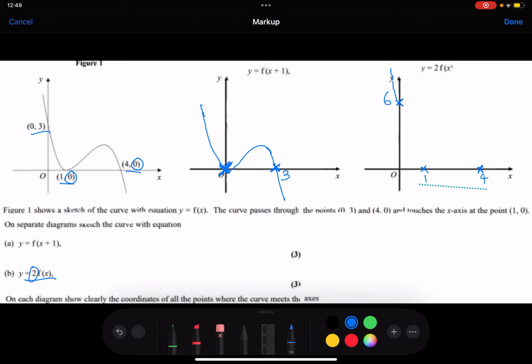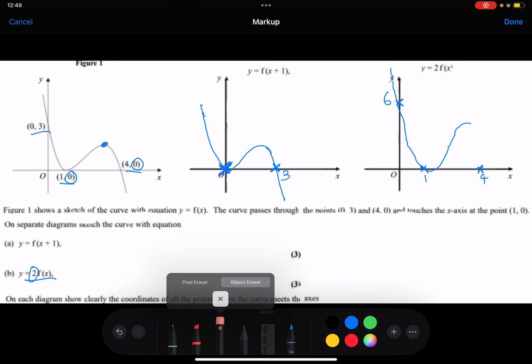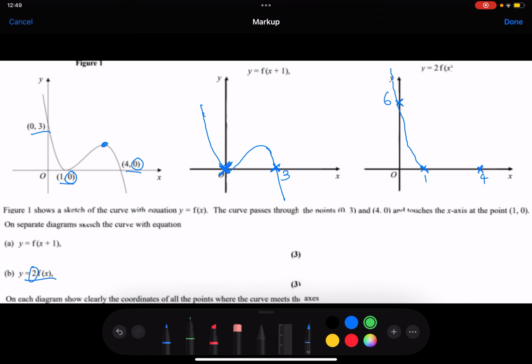So the new graph is going to look something like this, and down, touch there. The turning point would be higher because the y coordinate at the turning point here, whatever that is, would get twice as high as well. So I just need to make sure that I draw my turning point high enough. And there we go. That looks a bit bad there, but let's neaten that up. There we go. It's just a stretch by a scale factor of 2 in the y direction.